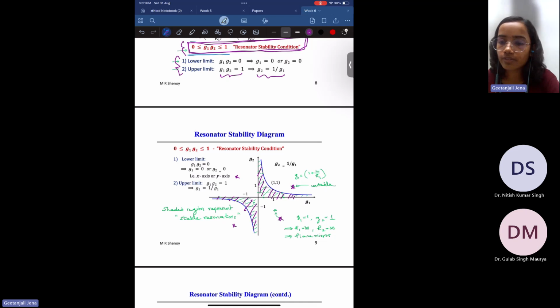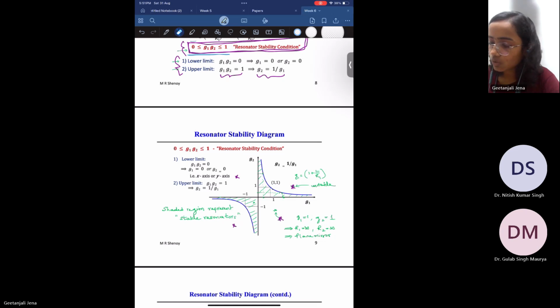All two-convex-mirror resonators will lie in one of these unstable regions, and we have seen one plane mirror with one convex mirror, which will also lie in the unstable region. Whenever there is confinement, the G1 and G2 values will lie inside this stability diagram.